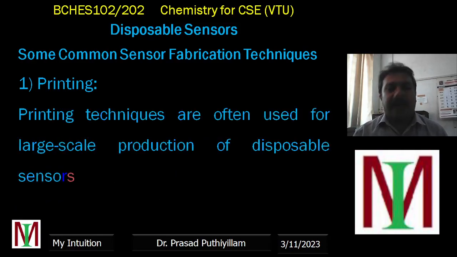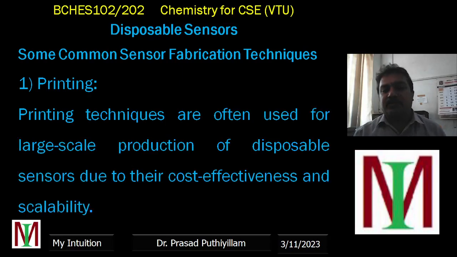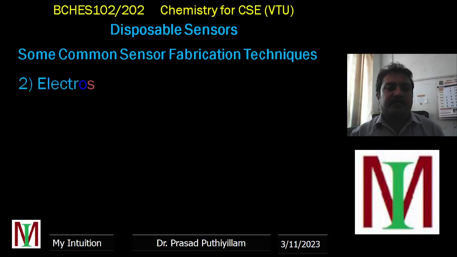They are often used for large scale production of disposable sensors due to their cost effectiveness and scalability. It means a big sheet can be printed, then the required amount we can cut and use. That is used for large scale production.